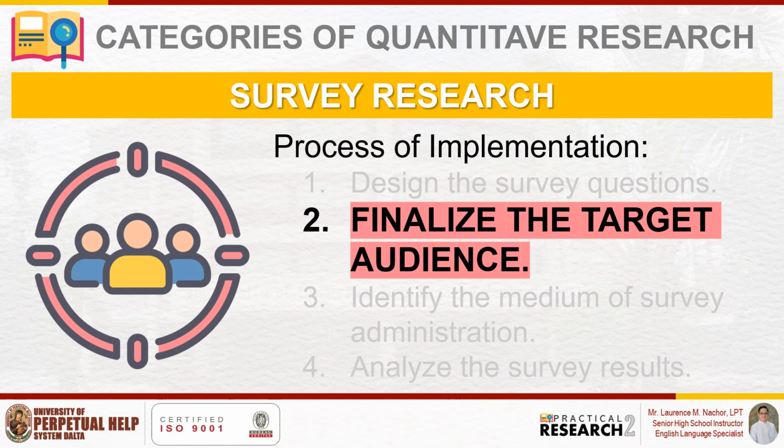Next process is finalizing the target audience. So here, decide who the respondents are, who really the respondents are, and the necessary sampling method. Your respondents must be reliable and credible based on the standard set in the study, set by you as researchers. And take note as well that your target audience should be numerous enough to represent the target population.